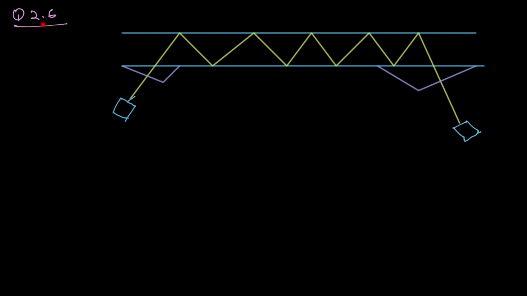So question 2.6. A different design has the LED and the detector, so this is the LED and that's the detector, further apart. So they're now further apart. The ray undergoes more reflection inside the windscreen before reaching a detector. We now need to discuss two ways in which this different design affects the sensitivity of the sensor to the presence of water droplets.